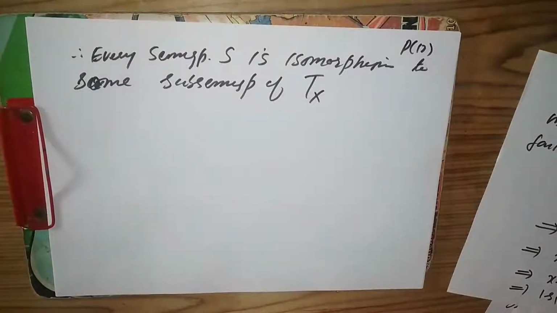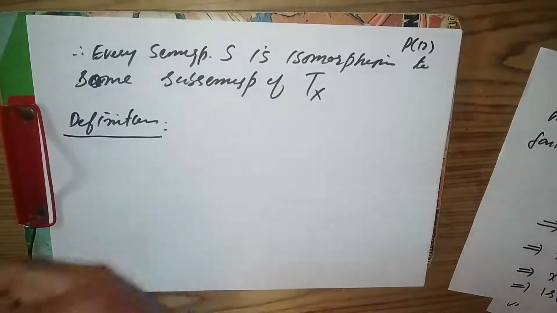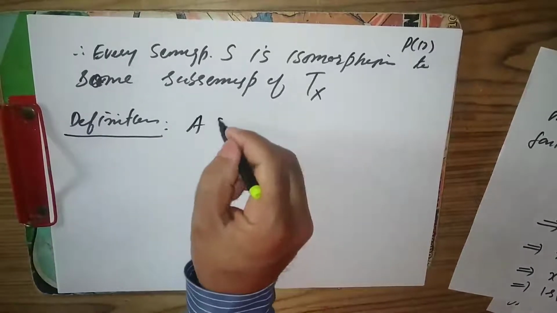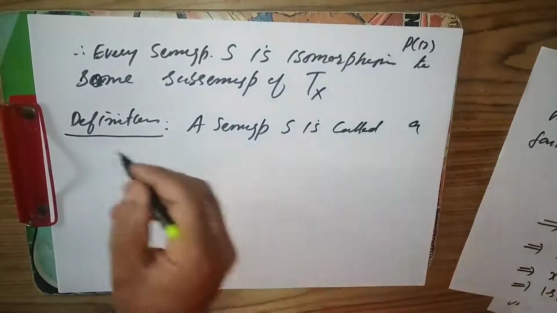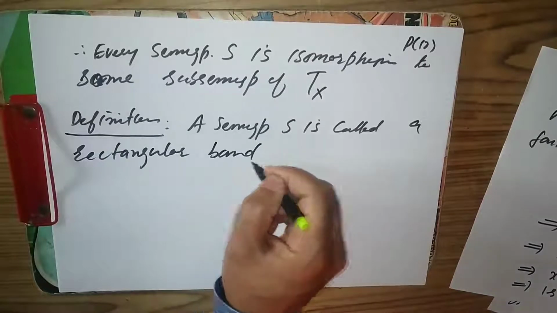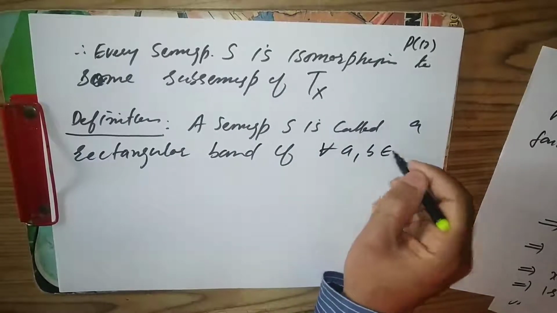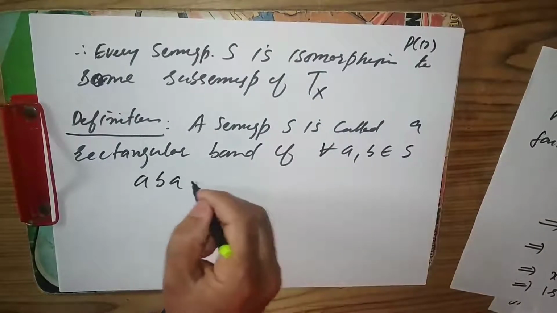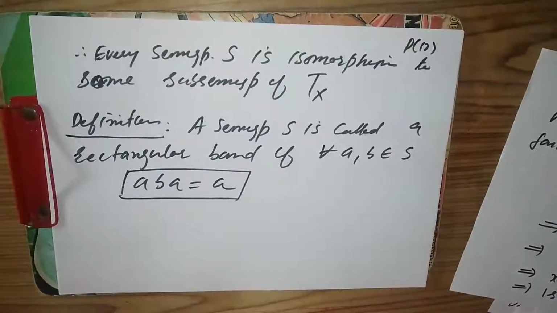Now next we define a very important class of semigroup, that's called a rectangular band. So definition of rectangular band first. Then we explain why we call it a rectangular band. Definition. A semigroup S is called a rectangular band if for all A, B in S, ABA is equal to A. If it satisfies this identity, then it's called a rectangular band.